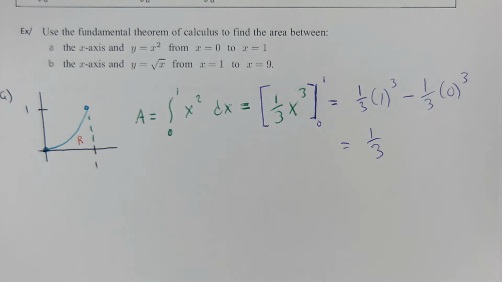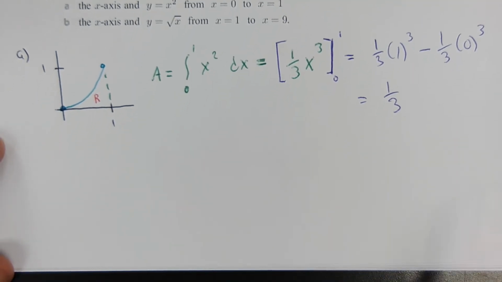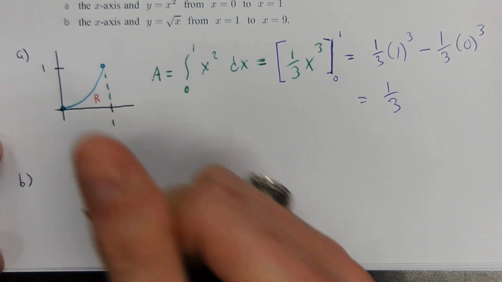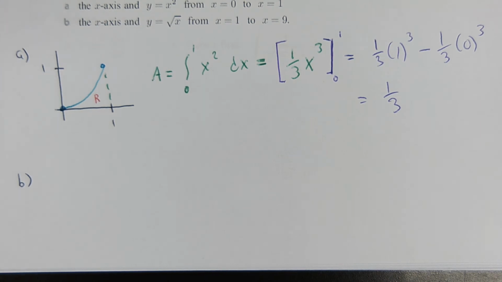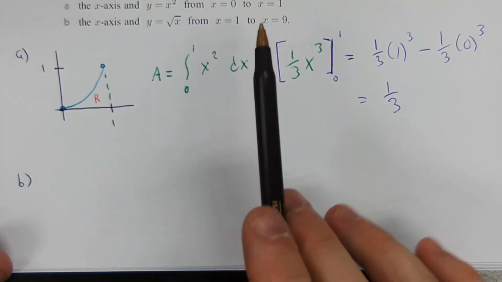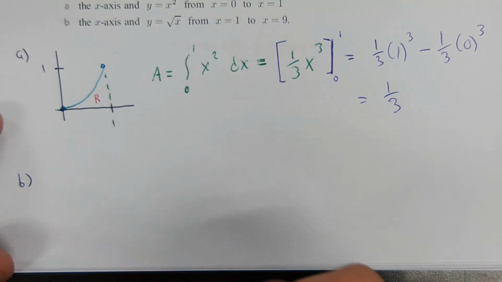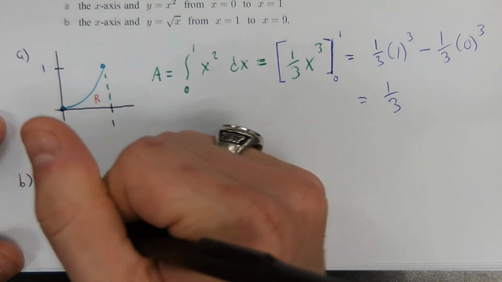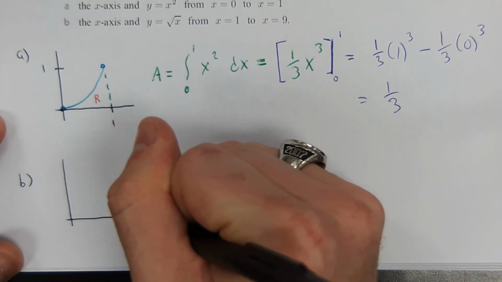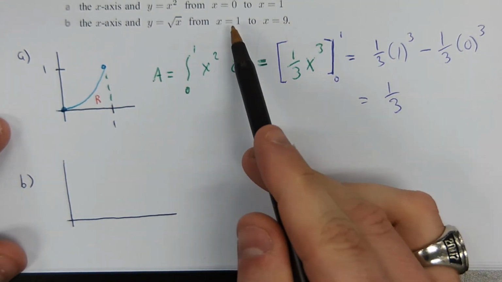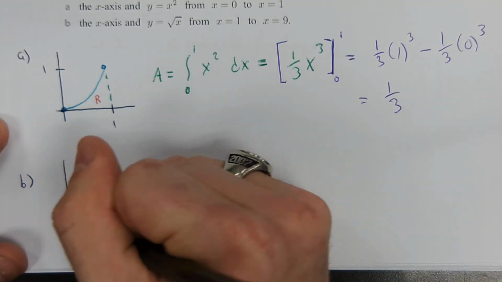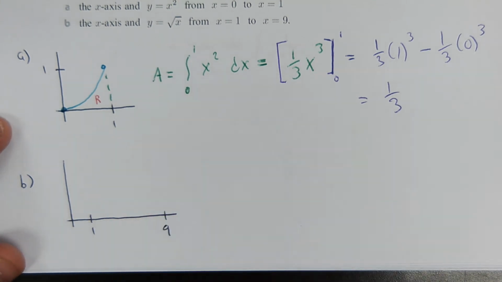Okay, part B. Again, a picture isn't necessary, but I'm going to go ahead and draw it just to demonstrate that yes, we are going to exist 100% above the x-axis or on the x-axis, of course. This one's actually just 100% above. Picture not drawn to scale. Square root graph, we're going to go from x equals 1 to x equals 9. Here's a 1, here's a 9, because I said so.